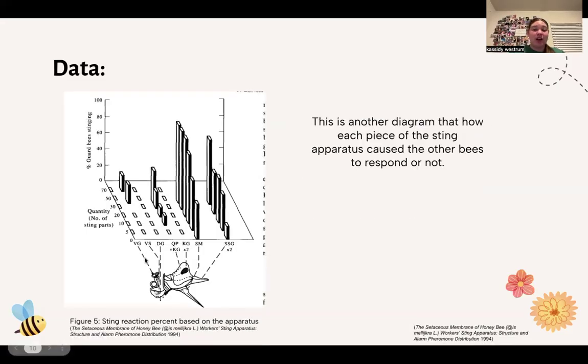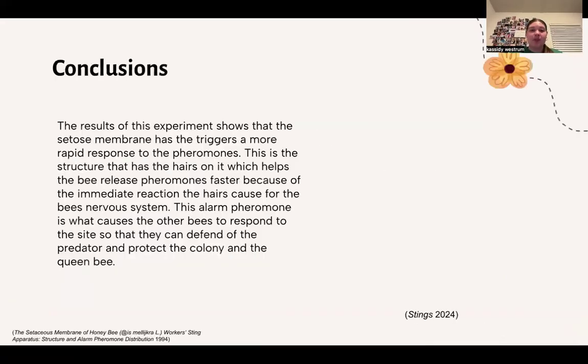This is also another diagram that shows that. It shows the different parts of the apparatus. So here's the cetos membrane and how much more it produced, the percent of guard stinging and everything. And so you can see in another area how much more the cetos membrane produced pheromones and attracted more bees than all the other places.